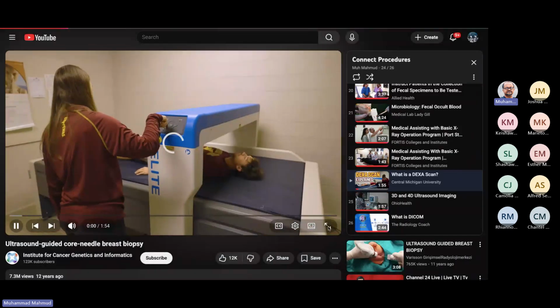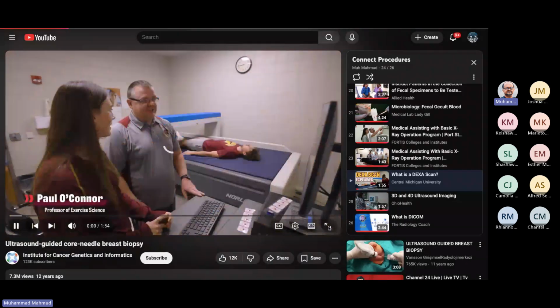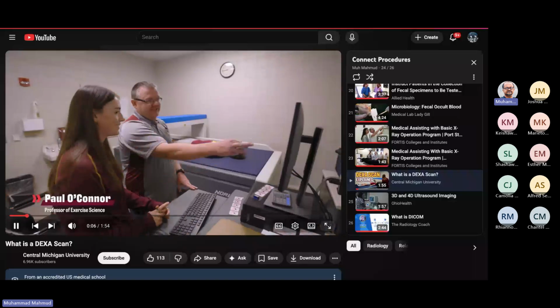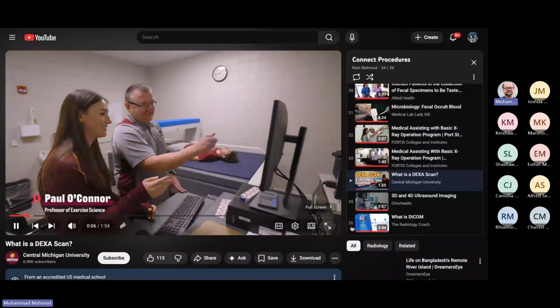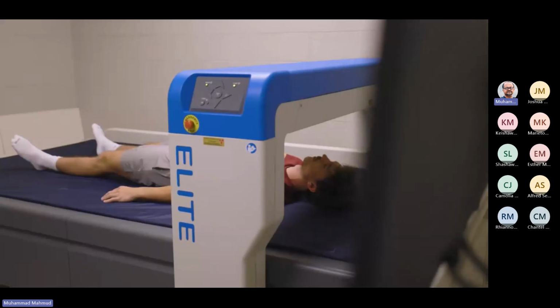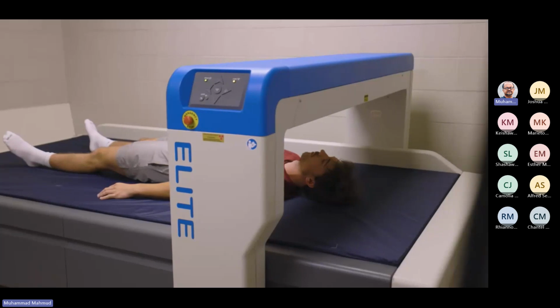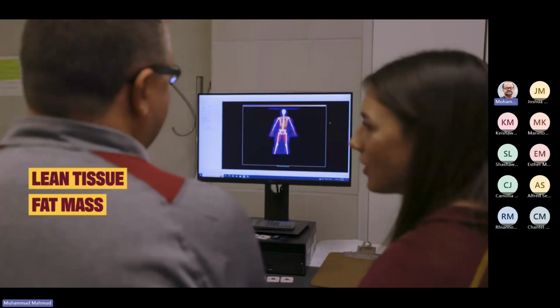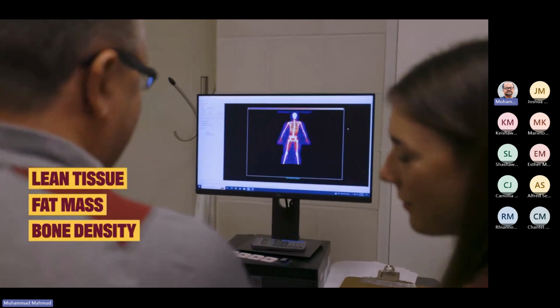So a DEXA scanner is basically a large X-ray machine, and it uses X-ray to measure the different component parts of the body. So we use low dose radiation, really low dose radiation, and then from that we can get an accurate assessment of lean tissue, fat mass, and then bone density. So it gives us a really accurate picture of the body.